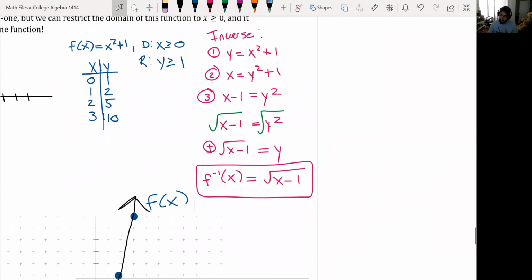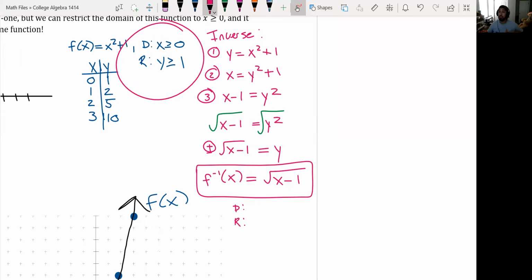There it is. And we can get the domain and range already without graphing it. You take the domain and range from the original function and you flip them, you swap them, you switch them, you trade them out, you interchange them, whatever other words you want to use, which means now my domain will be x greater than or equal to 1, and my range will be y greater than or equal to 0. Now let's graph.